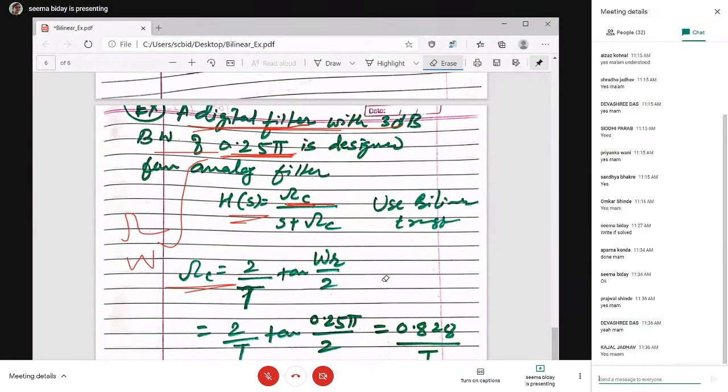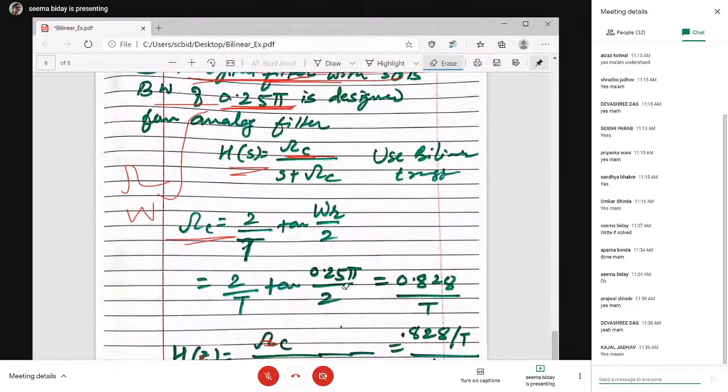Solve this last example. Three different types of examples we solved.